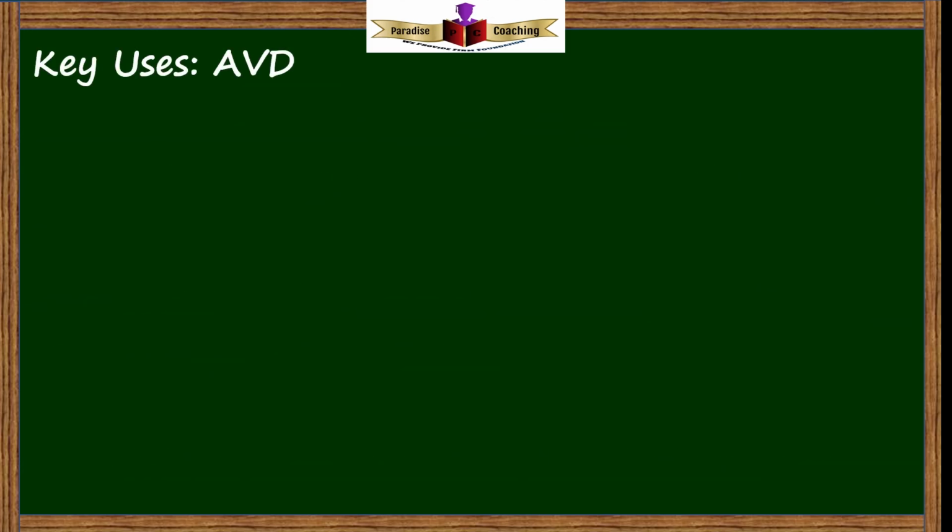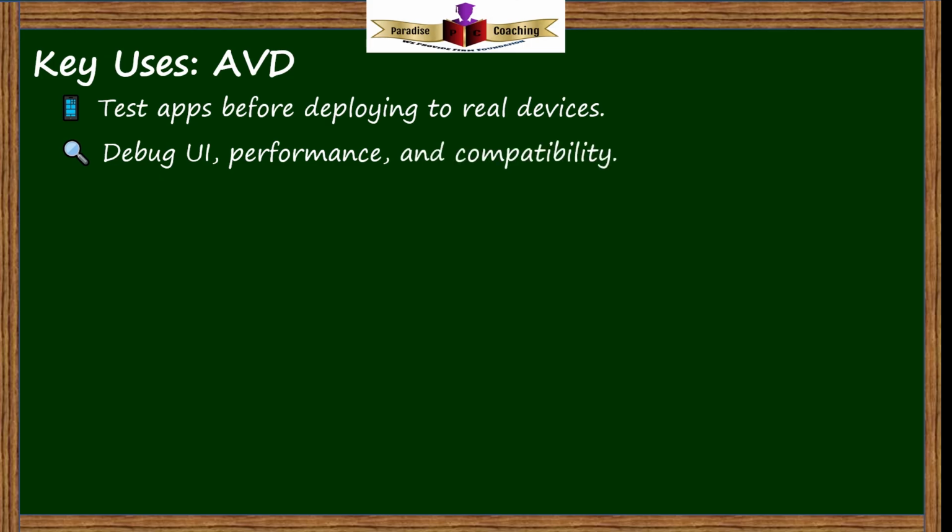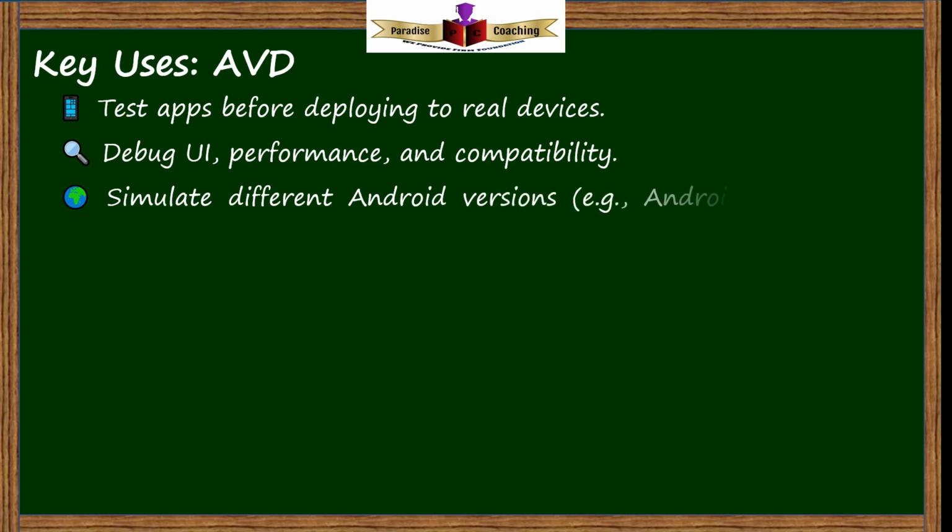Key uses: AVD. Test apps before deploying to real devices. Debug UI, performance, and compatibility. Simulate different Android versions, example, Android 12, 13, and hardware, RAM, sensors.